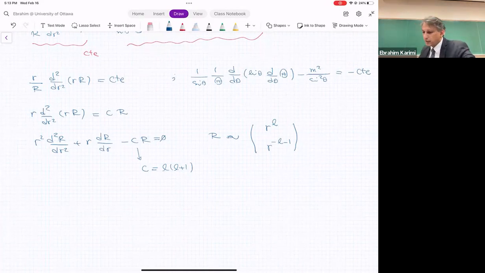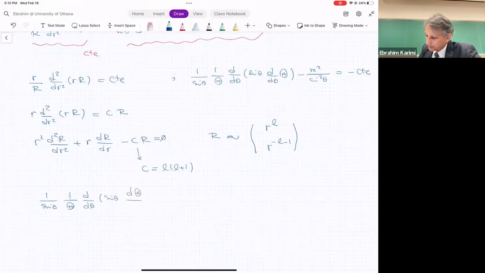All right. So then substituting in the other expression, what we will get is this relation: 1 divided by sine of theta, d by d theta of sine of theta d theta capital divided by d theta, minus m squared divided by sine squared of theta, plus the constant. What was the constant? L times L plus 1, equal to 0.